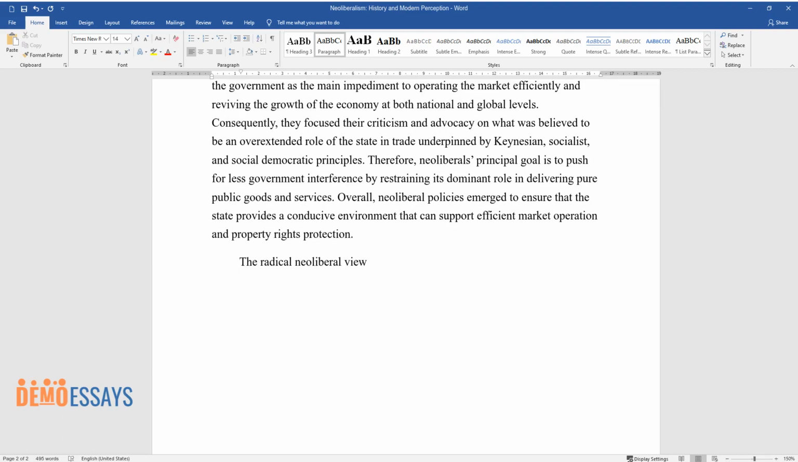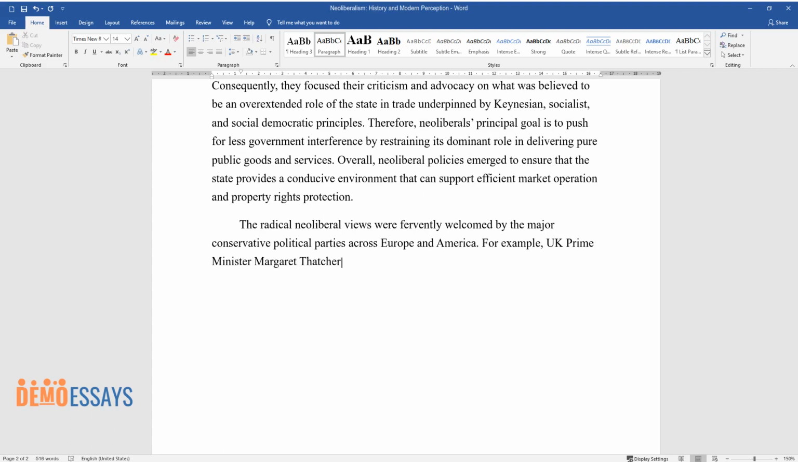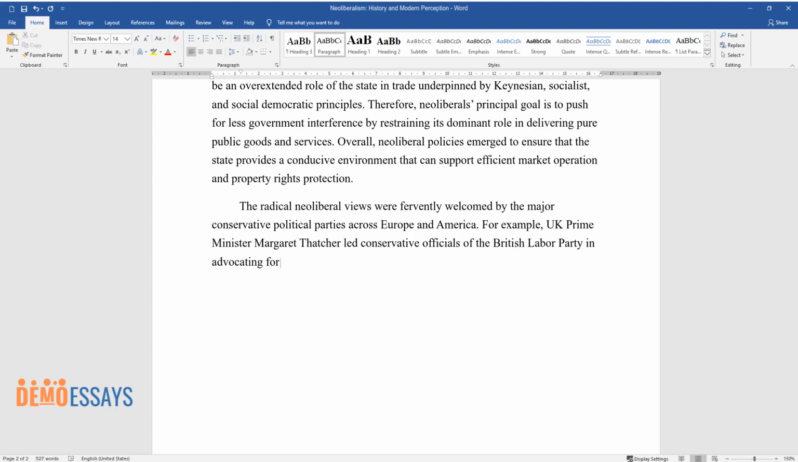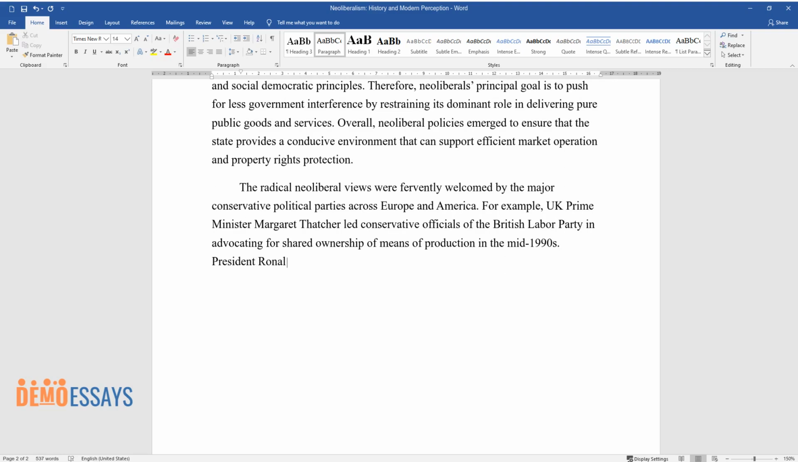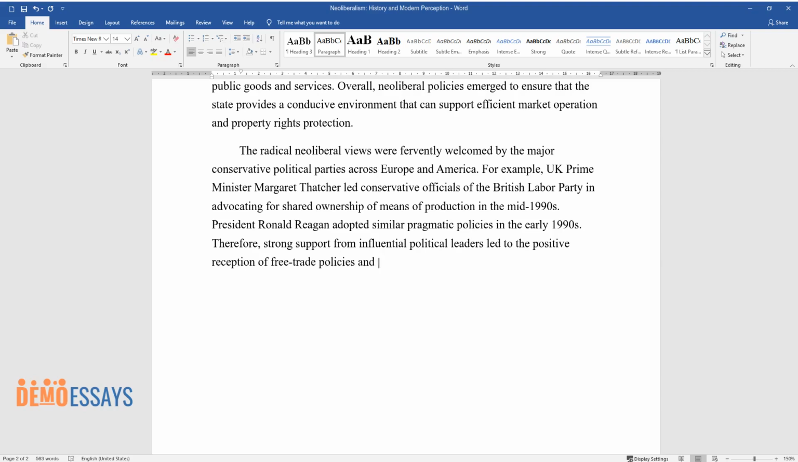The radical neoliberal views were fervently welcomed by the major conservative political parties across Europe and America. For example, UK Prime Minister Margaret Thatcher led conservative officials of the British Labour Party in advocating for shared ownership of means of production in the mid-1990s. President Ronald Reagan adopted similar pragmatic policies in the early 1990s. Therefore, strong support from influential political leaders led to the positive reception of free trade policies and free capital movement across international borders.